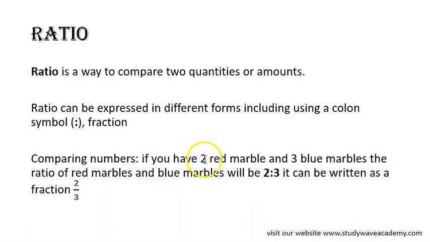Just like our example, we have 2 red marbles and 3 blue marbles. We are to represent them in a ratio form. So we have 2:3, and it can be written as a fraction, 2/3. So we're going to be looking at some examples to help us understand better and make our knowledge broader.